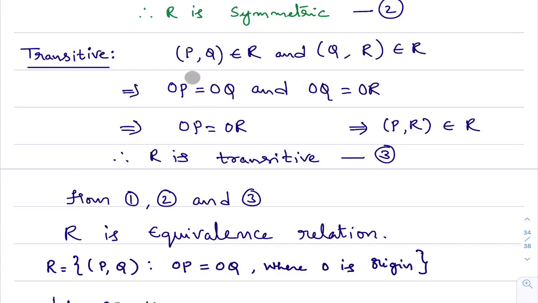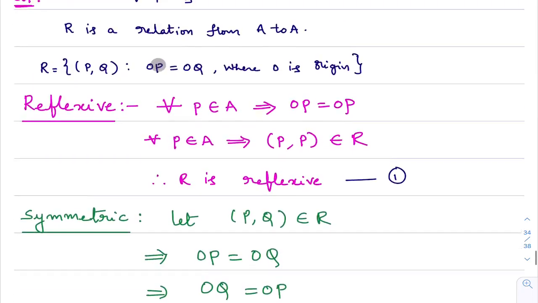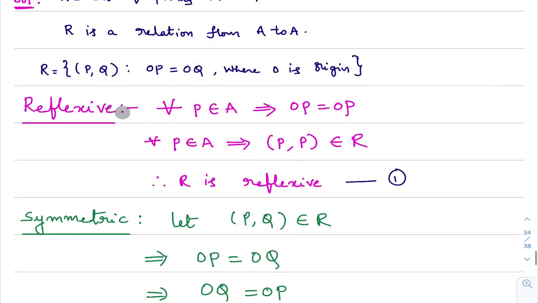Try to understand. P comma Q belongs to the relation means OP equal to OQ. Q comma R belongs to the relation means OQ equal to OR. Now what can I say? OP equal to OQ, OQ equal to OR. From this can I say OP equal to OR? Yes, of course. OP equal to OR. What does it mean? It means that P comma R belongs to the relation.